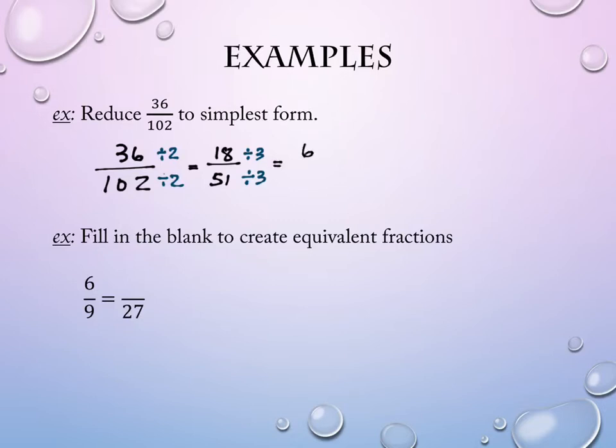So on the top we have 6. What is 51 divided by 3? It is 17. So this is the reduced form for this fraction.